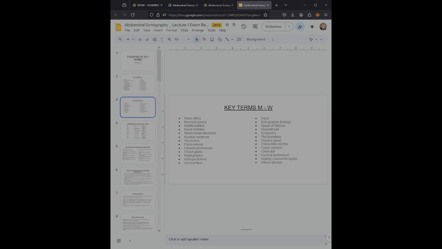Wilson's disease, this is a congenital disorder that causes a person to retain excessive copper.